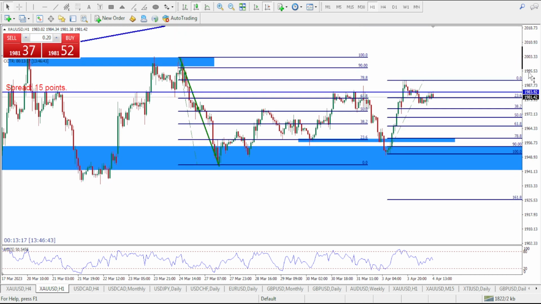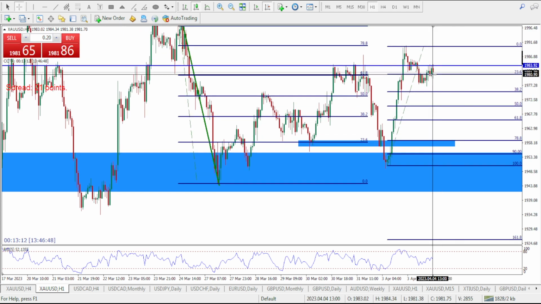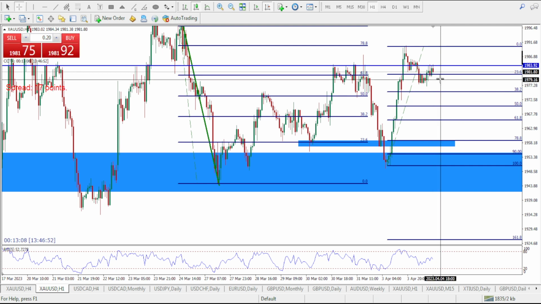Now, at this present moment, what gold is suggesting to me is that it's going further down for 160 pips. A very nice opportunity right here.